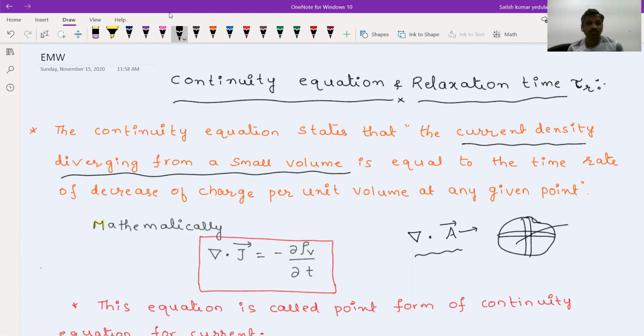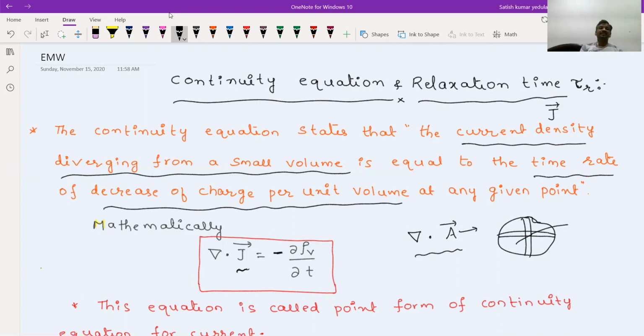The current density here is J, okay, that's what is given here. So del dot J means the current density which is coming out, and diverging means coming out of any small volume or closed surface, is equal to the time rate of decrease of charge per unit volume. This minus always indicates a rate of decrease, and dou by dou t indicates a rate of change. So this minus dou by dou t will always give you the rate of decrease.